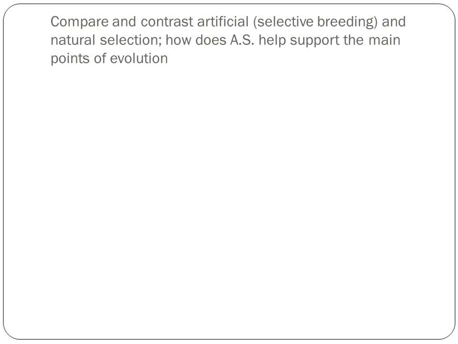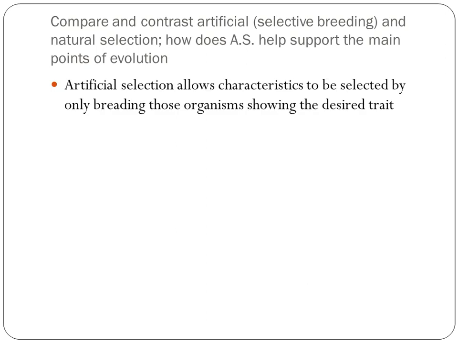The next concept is looking at the idea of artificial or selective breeding and natural selection. How does artificial selection help support the main points of evolution? This is actually a pretty cool experiment. We didn't talk about it too much in class until the review day, but we can actually take a look at it. Artificial selection allows characteristics to be selected by only breeding those organisms showing the desired traits.